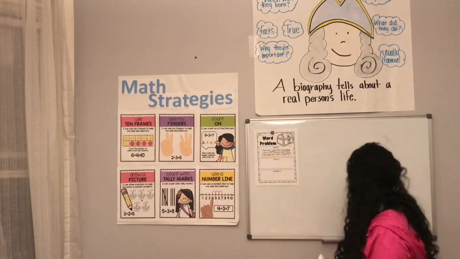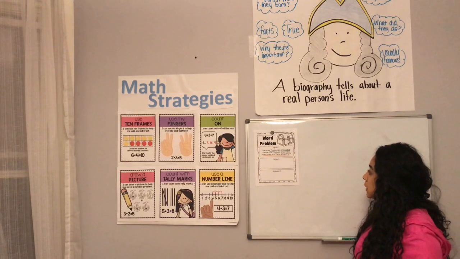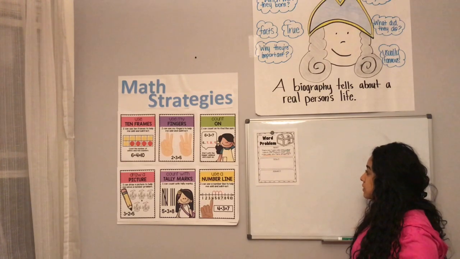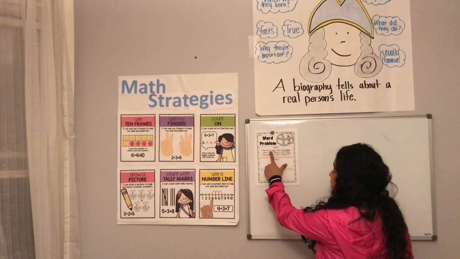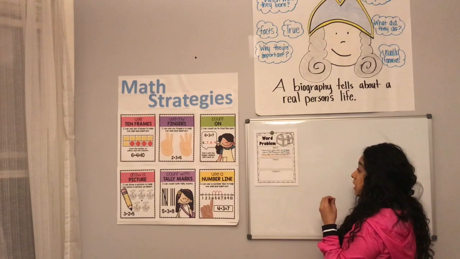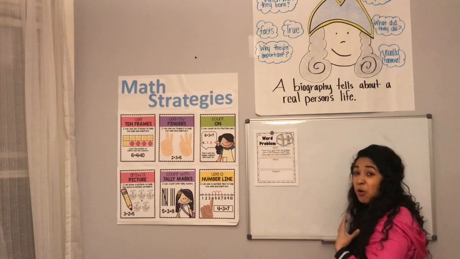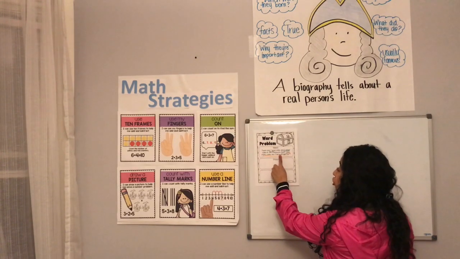So we're going to read the word problem again. I read, there are 7 gold coins and 3 silver coins in the treasure chest. The first thing I did was I underlined my important numbers. I see 7 and I see 3. These are the numbers I need to do something with. So I need to know, what do I need to do with them? So it says, how many coins are there all together?